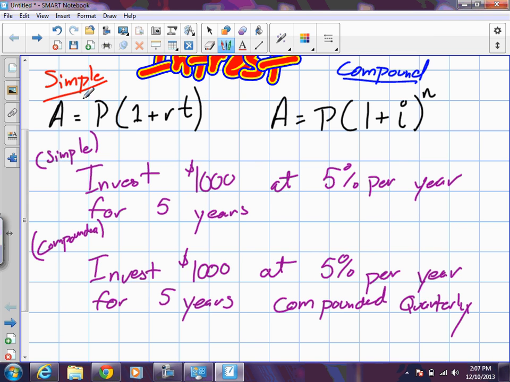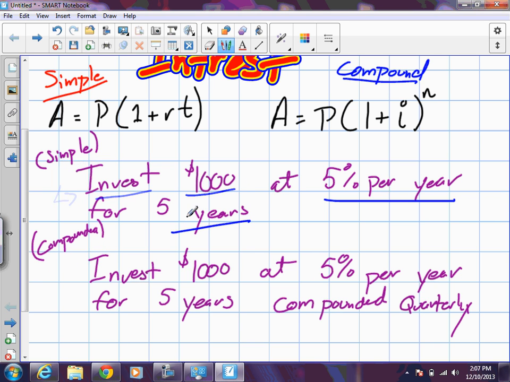Now there is another one to go with simple, but we can figure out that information from this one formula. This way we only really have to memorize one. We have two different scenarios. In the first scenario, we're going to invest $1,000 at 5% per year for 5 years.